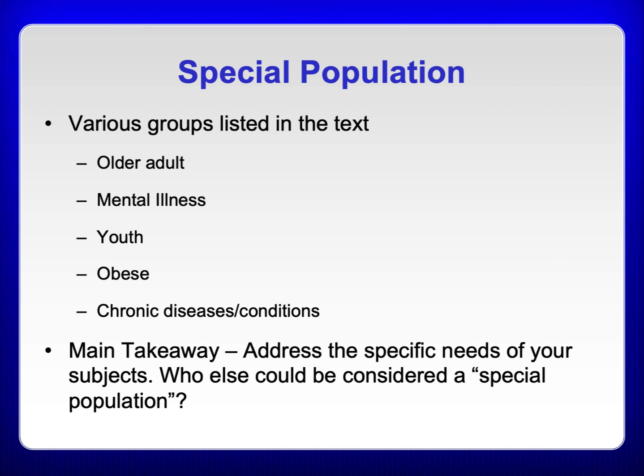Finally, last slide, special populations. Various groups listed in the text: older adults, individuals with mental illness, the youth, individuals that are carrying extra weight, so the obese, people with chronic disease and conditions. So these different areas, they can need different targeted approaches.